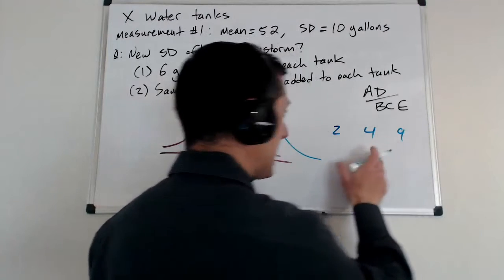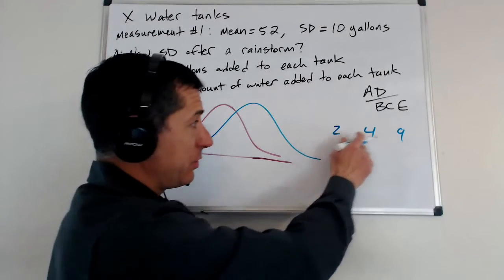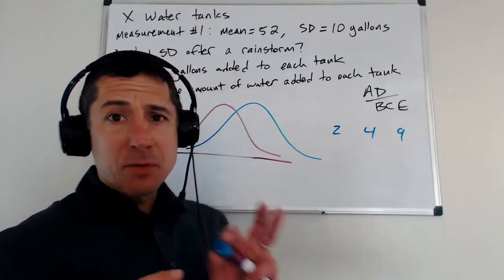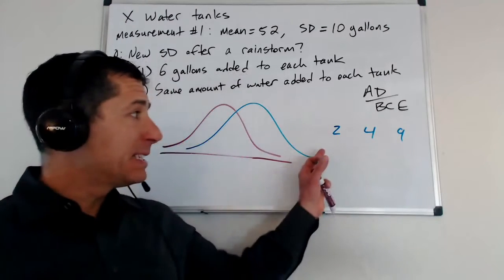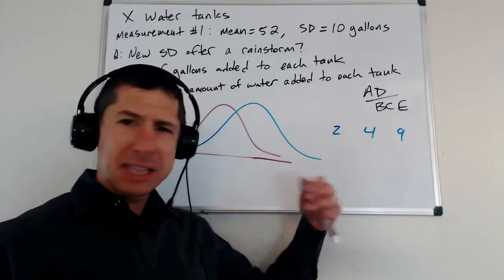So let's imagine, just for the sake of argument, that we have 3 values in a set of numbers. It's 2, 4, and 9. Now, I want to be really careful with this. I'm not saying that the distance between numbers is going to lead you exactly to the standard deviation, but you can think of it as a proxy, right?